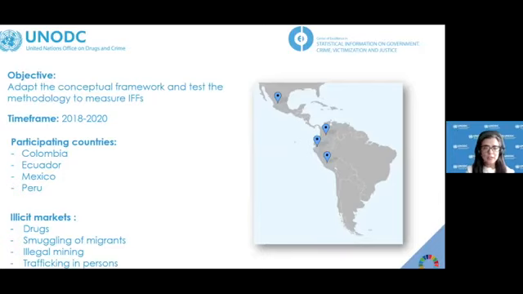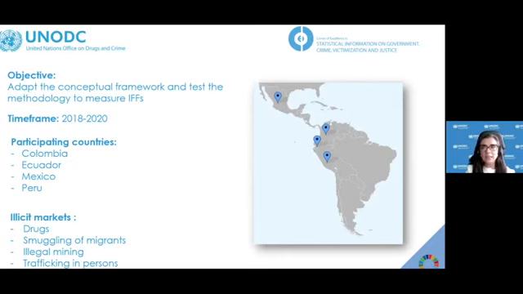And with different participants representing different institutions in these 4 countries, we discussed and agreed which markets would be included in these measurements. The agreement was to include or attempt to measure the illicit markets of drug trafficking, smuggling of migrants, illegal mining, and trafficking in persons. As you can imagine, finding the data for measuring these illicit financial flows associated to illicit markets was not easy to find.